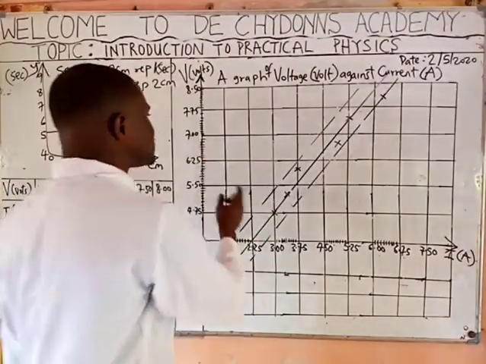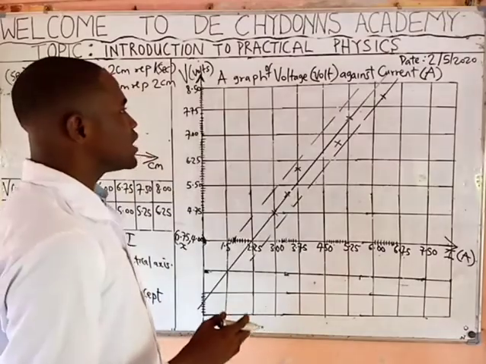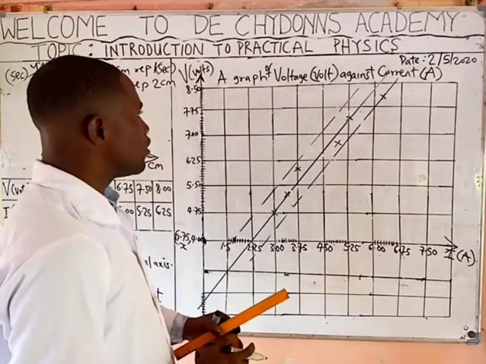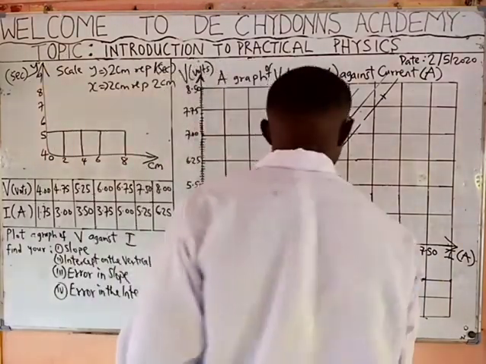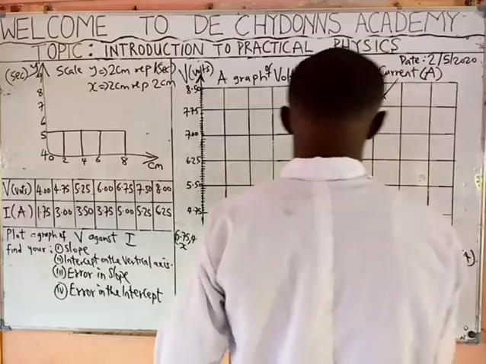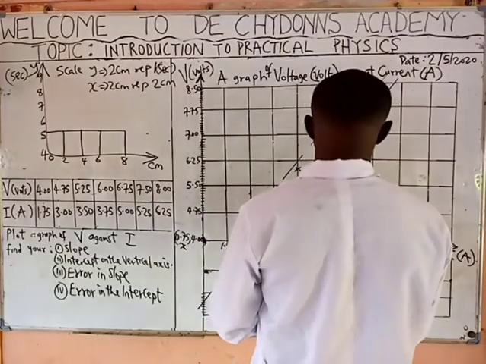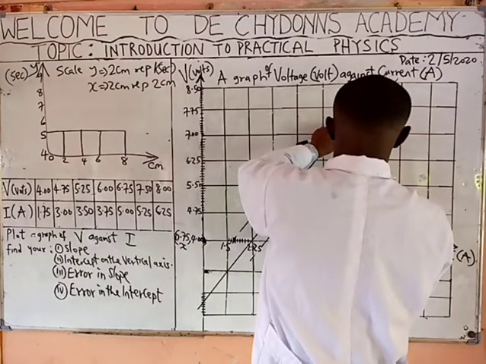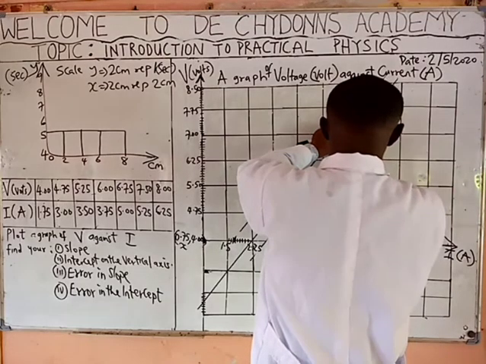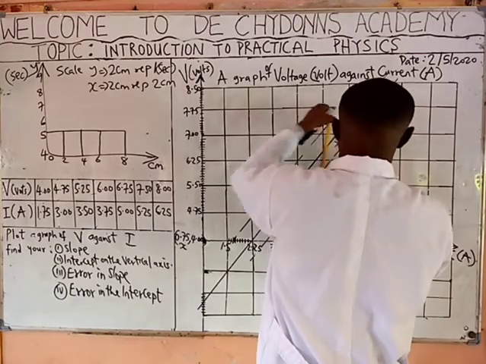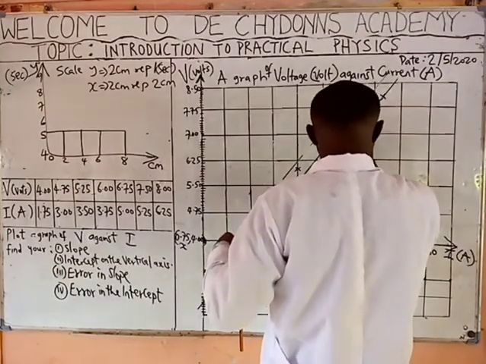Now, after plotting my graph, next thing is to get my slope. To get the slope of my graph, what do I do? I now say, okay, to get it, I put here. I draw my triangle with my ruler.